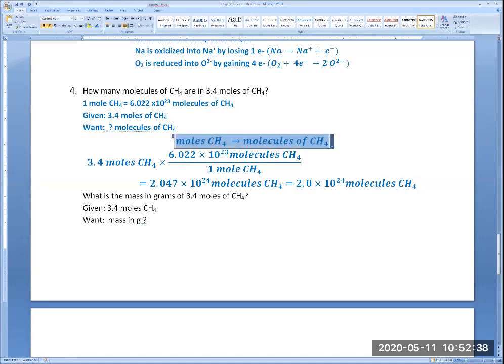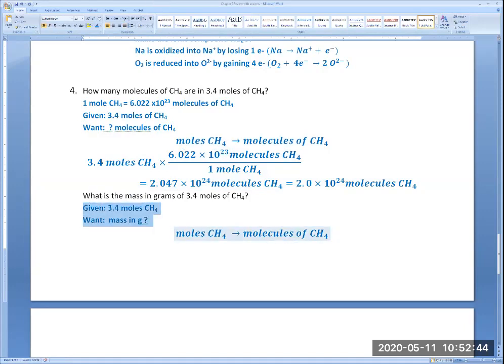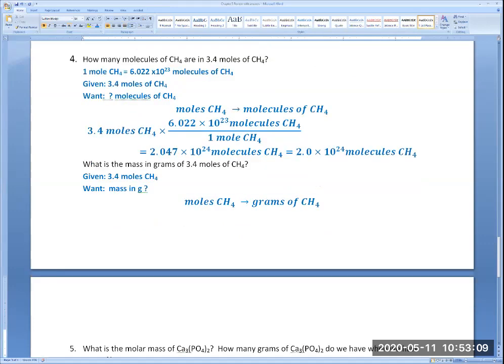Mass in grams, right? So if we do the roadmap here, let me take this, copy it. So we start from moles, but this time we don't want molecules, we want grams of CH4, right? So it's one conversion factor because we have the molar mass that relates the grams to the moles of CH4. So let's write this molar mass. I'm gonna be on the other page, I guess. Yeah, 1 mole of CH4 equals.